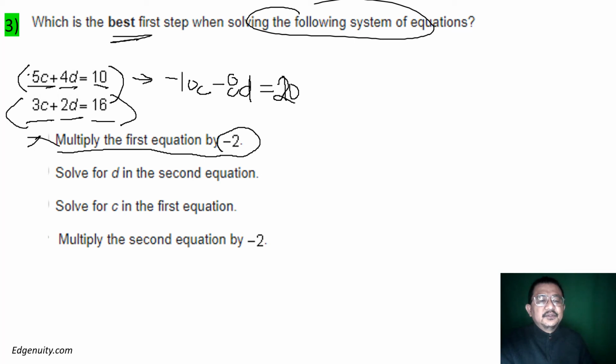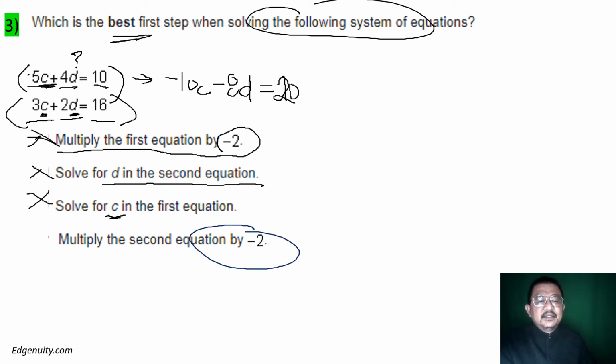Is there anything to cancel? None. Solve for the D in the second equation. You cannot solve for the D because the C you don't know yet. Not you. Solve for the C on the first equation. You cannot solve for the C because the D is missing. Not you. Okay, let's try this. Multiply the second by negative 2. Okay, let's multiply all of this by negative 2.